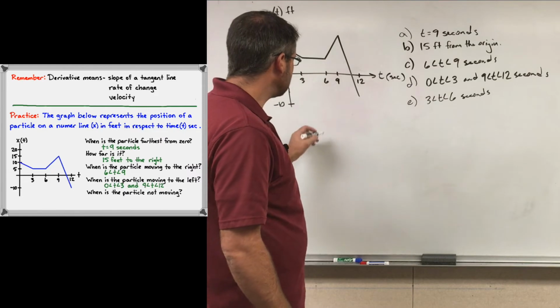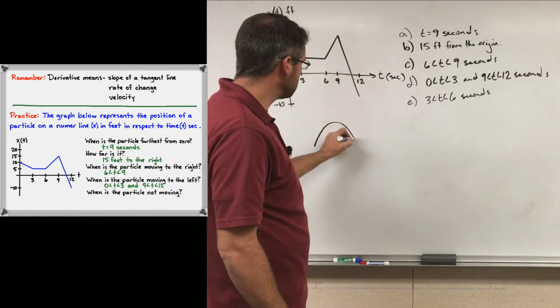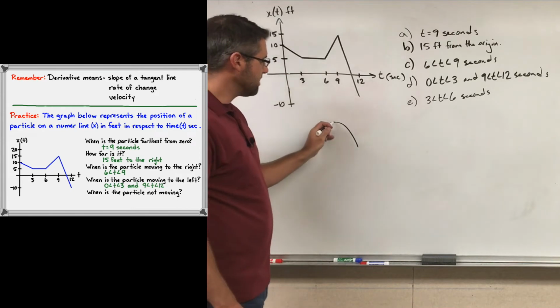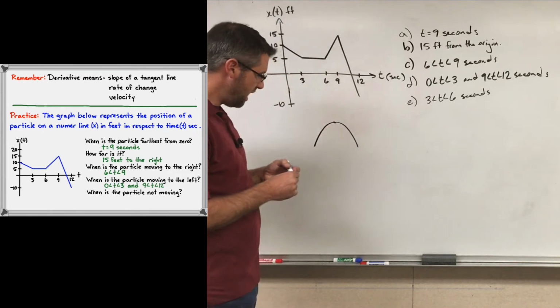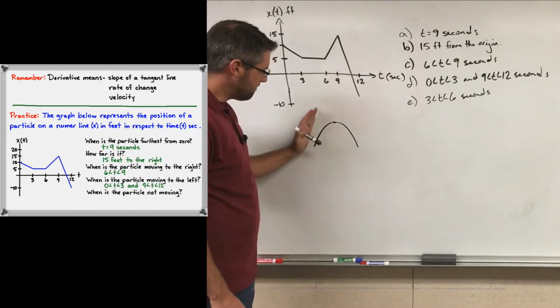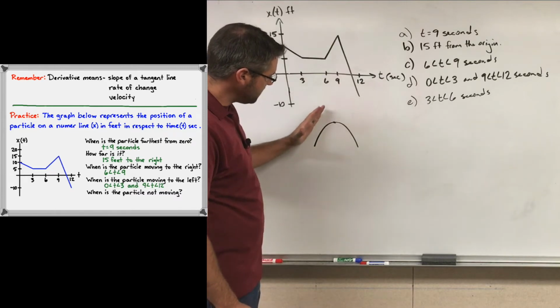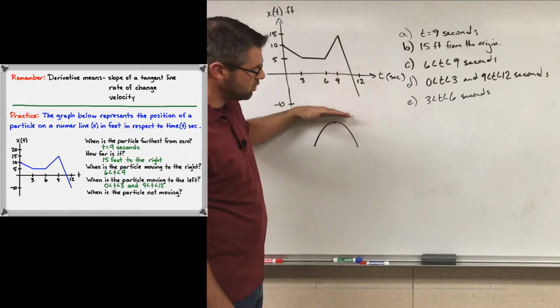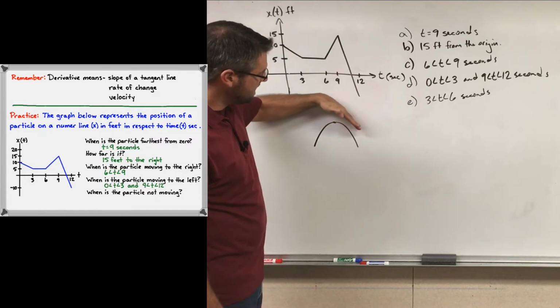Whereas if the graph looks something like this, where it was smooth, okay, this graph is differentiable. At this point, watch what's happening. The steepness of the graph is mellowing out until the steepness becomes 0, until the slope becomes 0, and then it gets steeper again.